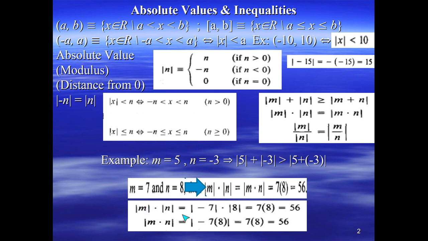The absolute value of m times the absolute value of n, with m being minus 7, is the absolute value of minus 7 times the absolute value of 8, which is 7 times 8, 56. But if we multiply beforehand, minus 7 times 8 is minus 56. Its absolute value would be 56 again. All right.